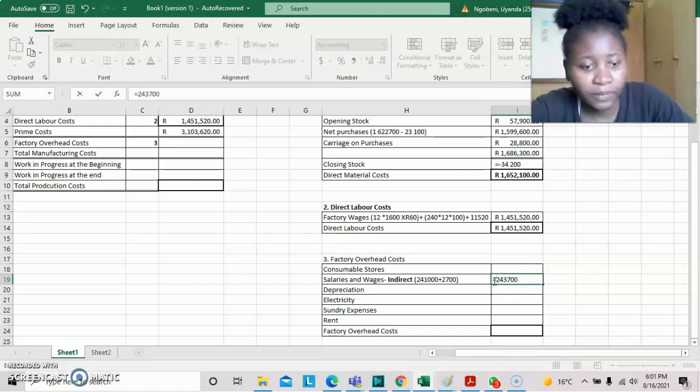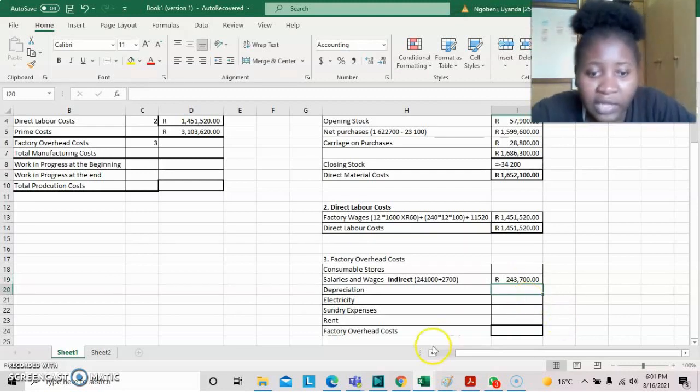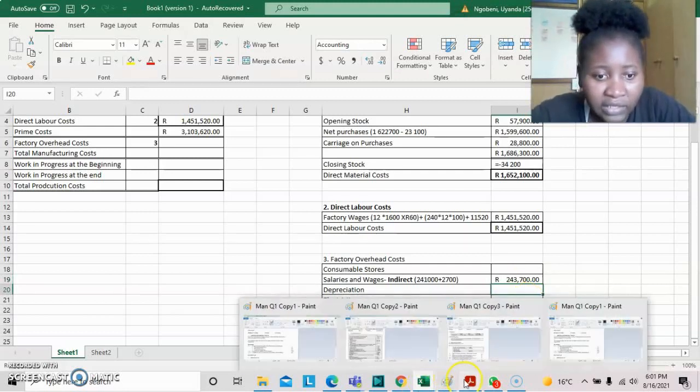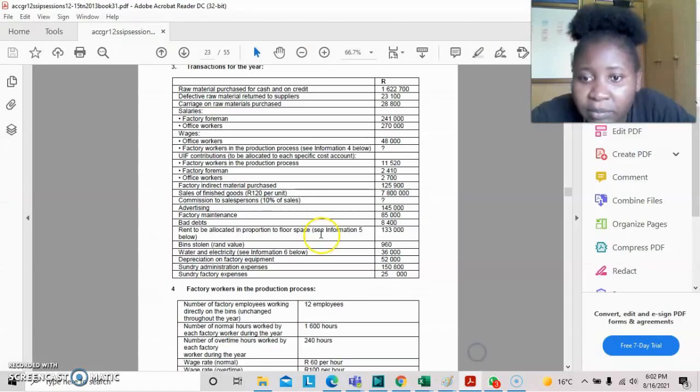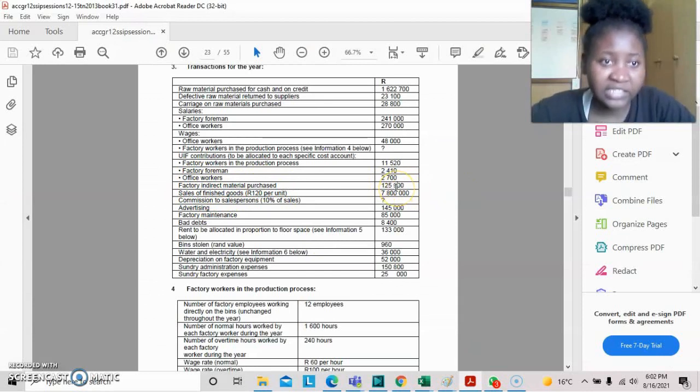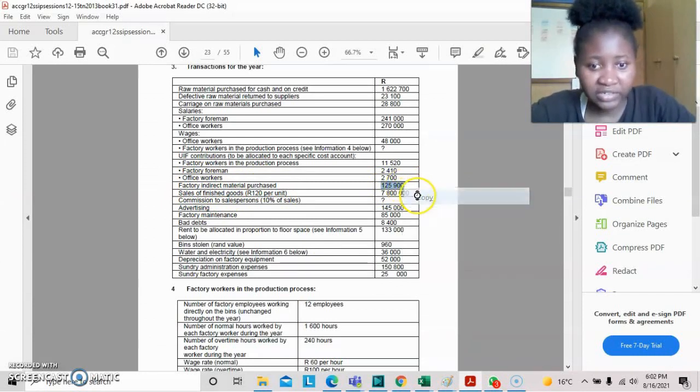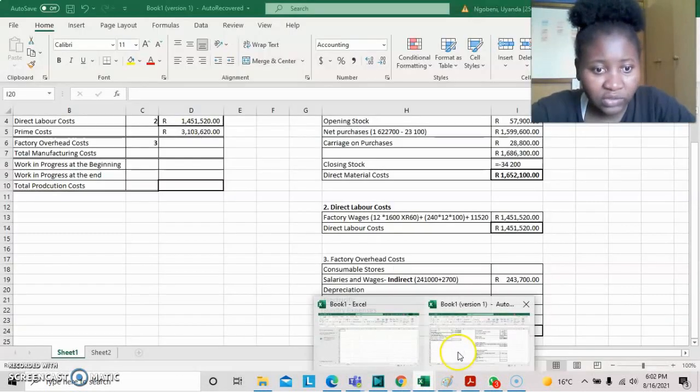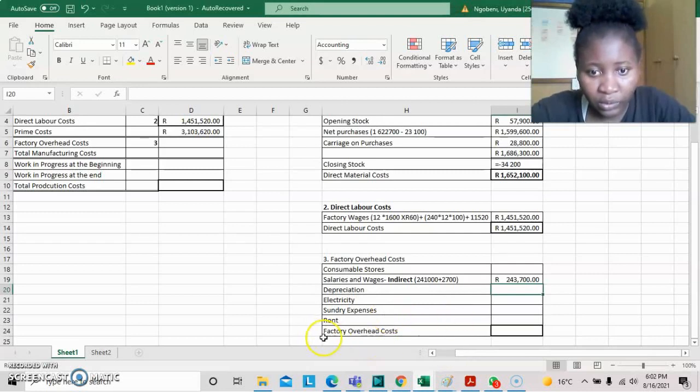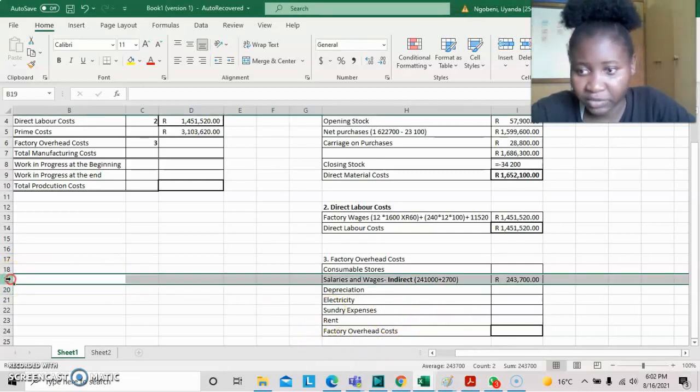Is there anything else? Let's see. They have factory indirect material purchase. Anything indirect will go straight to our overhead. We didn't include a line item for it, so we'll add a line item here.